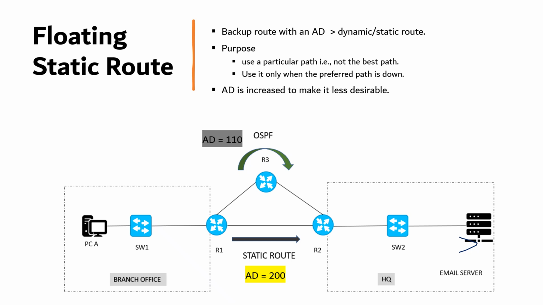So in this way, this static route floats and it is not used when the route with a better AD is active. Here you can see the OSPF is having a better AD. However, if the preferred path is lost, the floating static route can take over and traffic can be sent through this alternate route. So it is used as a float when the primary path fails. So this static route is called a floating static route.